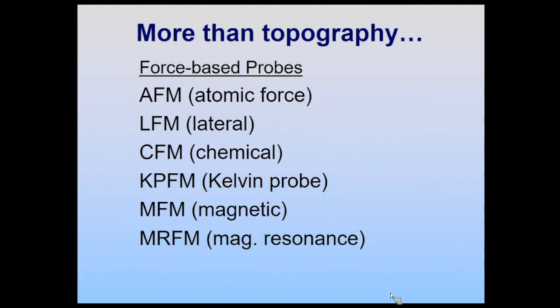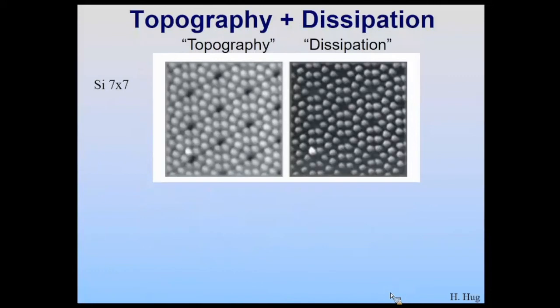But AFM is more than just a device for measuring topography. As I mentioned, you can do chemical force. You can do Kelvin probe, which is a measurement of the contact potential. You can do MFM, which is a measurement of the magnetic properties of the material. Let me give you a brief flavor of what kinds of things you can do with these different techniques. And one other thing is you can even combine these techniques to measure different properties simultaneously by using different modes of the AFM. I'll give an example of that as well.